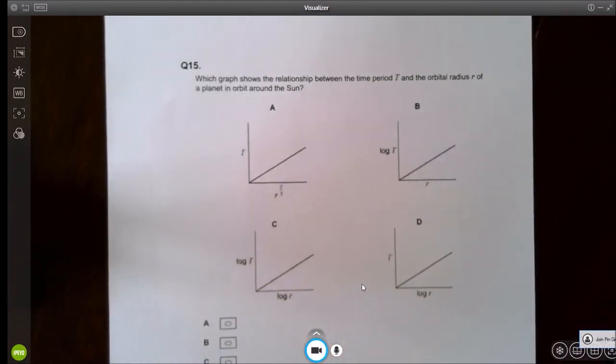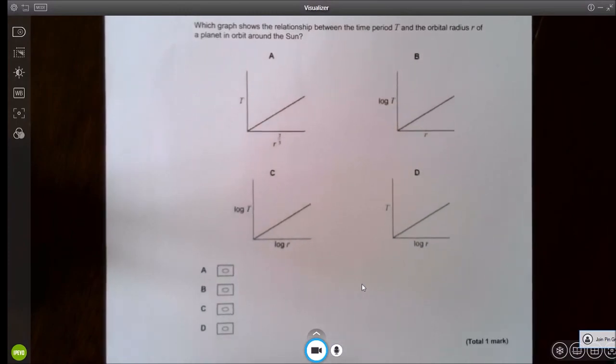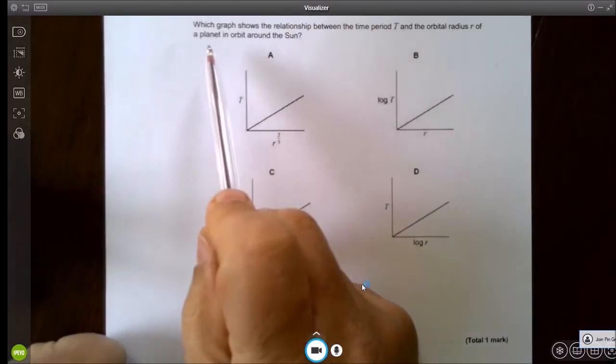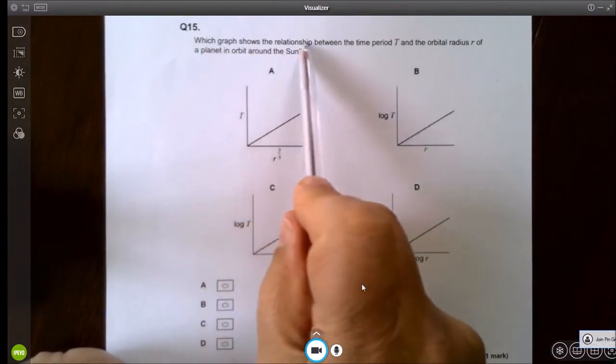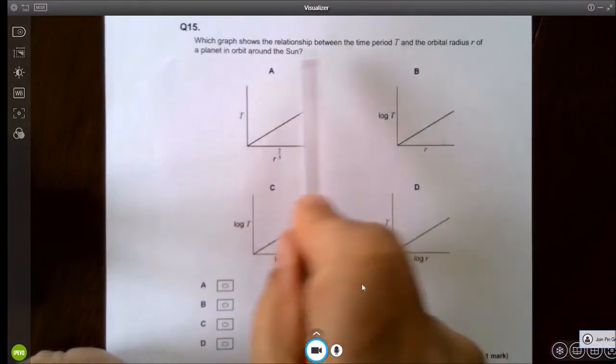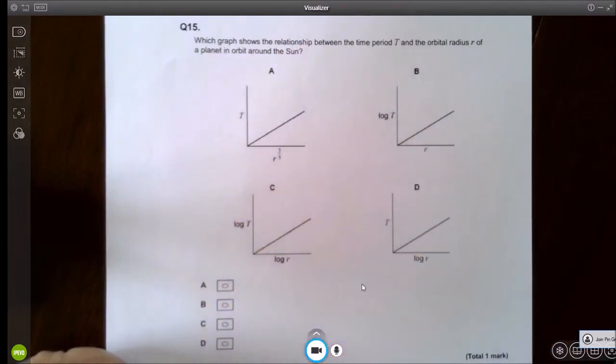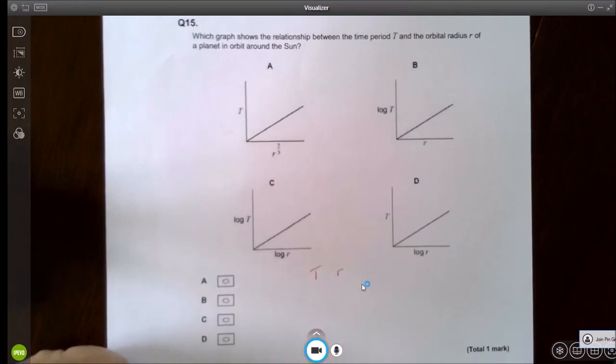And the last one, but by no means the easiest one. So which graph shows the relationship between the time period and the orbital radius of a planet around the Sun? So this is T and R. Let's just remind ourselves of the derivation of Kepler's law, which is very important. So we've got the force on something going round the Sun, GMm over r squared, and we've got the force required for circular motion, m omega squared r.